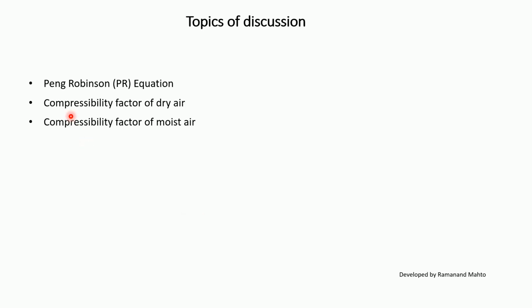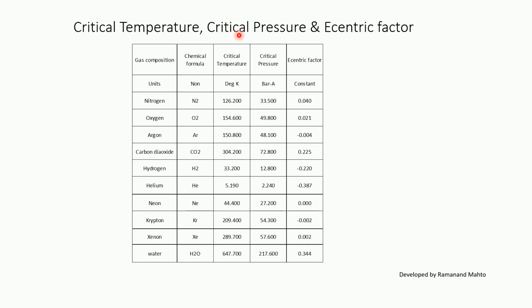So topics of discussion are the Peng-Robinson equation, compressibility factor of dry air, compressibility factor of moisture, critical temperature, critical pressure and eccentric factors. So these are the dry air and water components: nitrogen, oxygen, argon, carbon dioxide, hydrogen, helium, neon, krypton, xenon and water, and the corresponding critical temperature, critical pressure, eccentric factor are given. So using this chart we can calculate the compressibility factor of dry air and moisture.